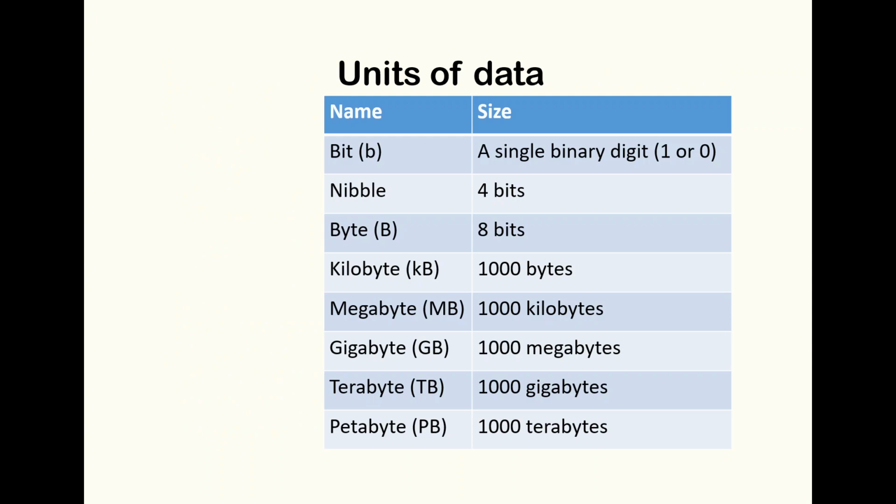How does that arrange? How do they correlate? Well, remember, a bit is a single 1 or 0, nibble is 4 bits, byte is 8 bits, and from there on, it is 1,000 of the previous unit. So a kilobyte is 1,000 bytes. A megabyte is 1,000 kilobytes. A gigabyte is 1,000 megabytes. It's always 1,000 of the previous unit. Terabyte is 1,000 gigabytes and petabyte is 1,000 terabytes.